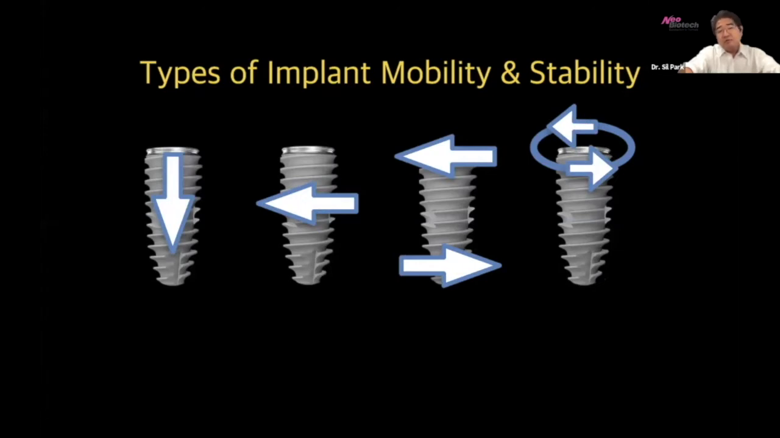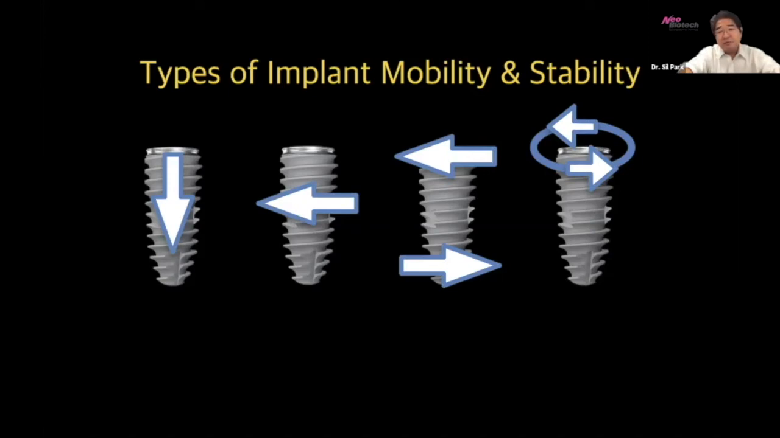So to measure implant mobility means that we want to measure how much our implant is moving in the patient's mouth, like this, in all different kinds of characteristics. In other words, measuring implant mobility means measuring stability. So if we have high mobility, that means low stability. If we have low mobility, that means we have high stability, right?